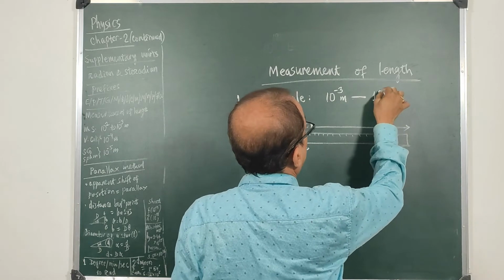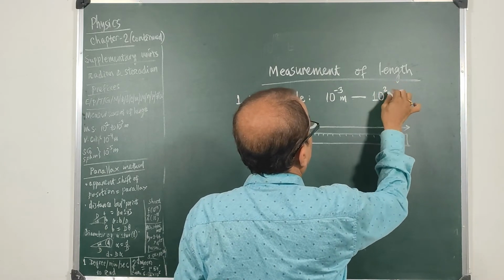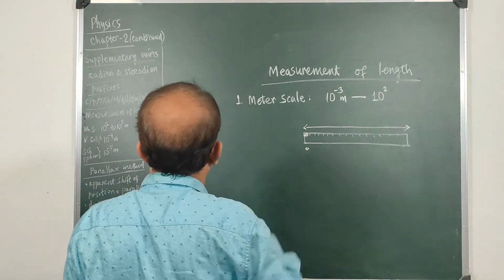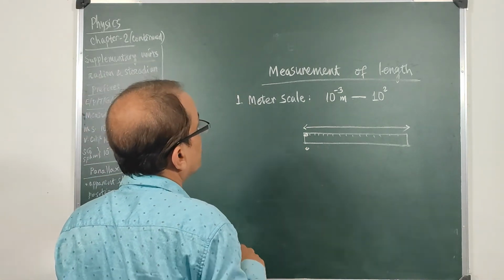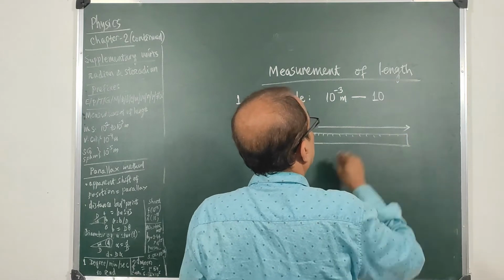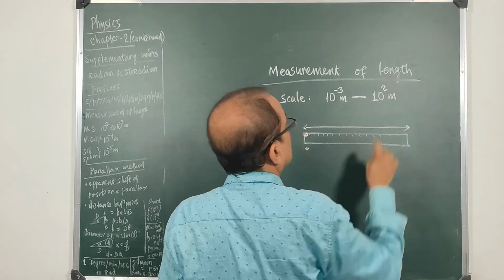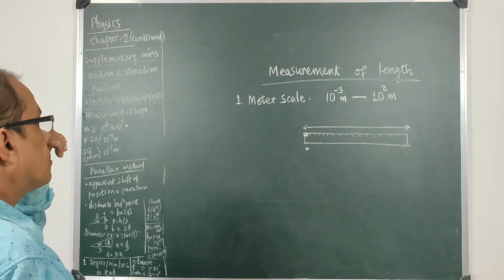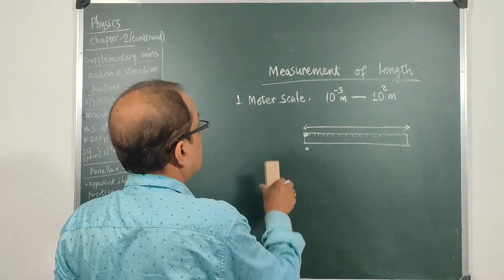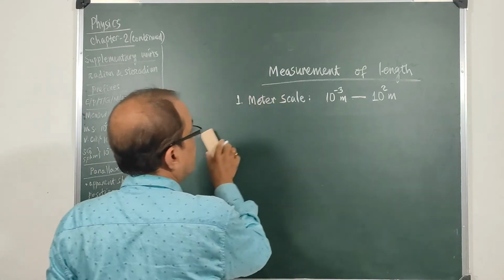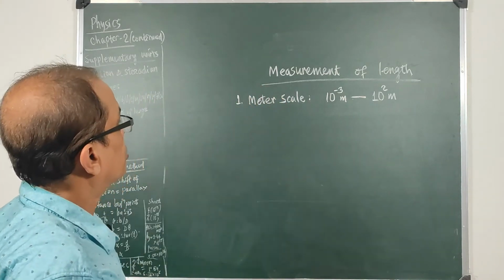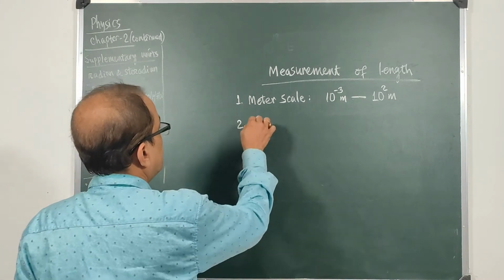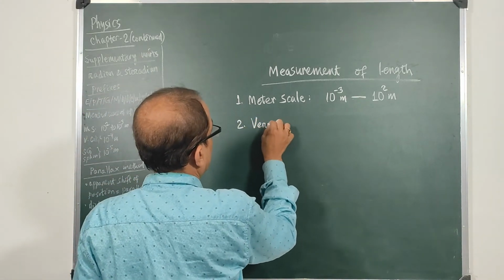So 1 meter is 10 square centimeter. So the value is 10 square. Say we can go up to 100 centimeters, and the minimum value is 10 to the minus 3 meter. So 10 to the minus 3 meter to 10 square meter is the range for which an ordinary meter scale can be used. The second kind is known as vernier calipers.